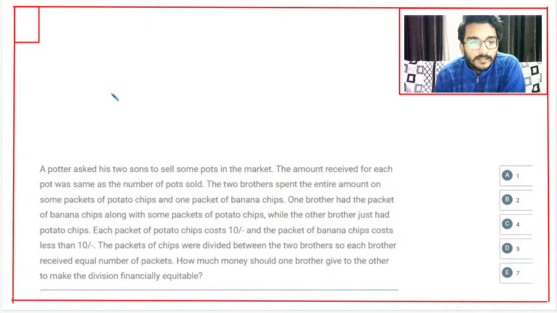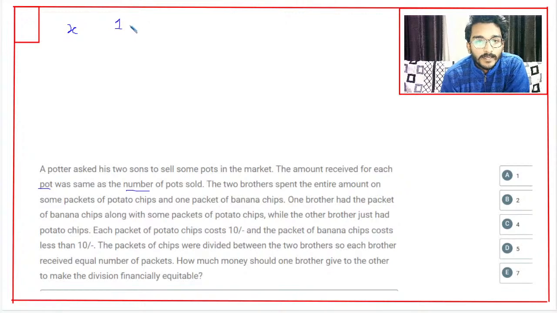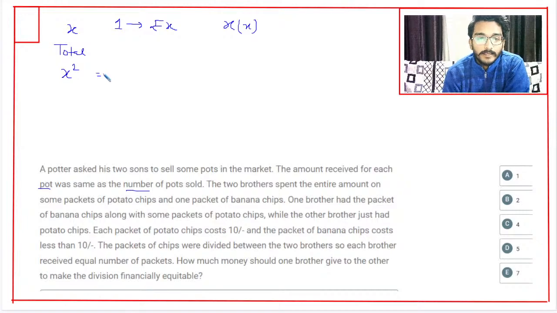You can continue. A potter asked his two sons to sell some pots in the market. Amount received for each pot was the same as the number of pots sold. So the selling price of one pot equals the quantity. If x pots were sold, then the price of one pot is x rupees. Means the total price is x into x, that is x square. So the total is x square.